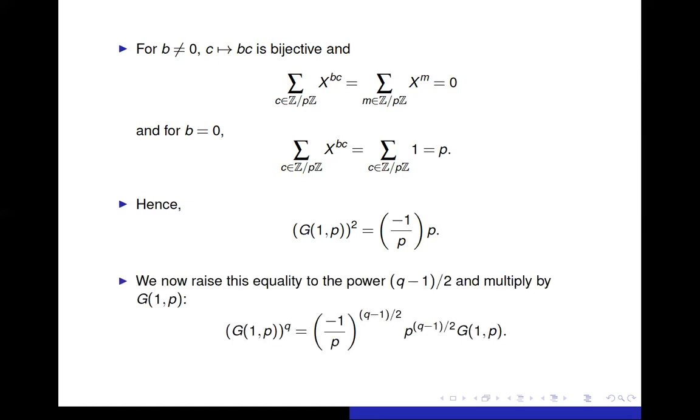And now what do I do to get this quadratic reciprocity? I raise the square of the Gauss sum to the power q minus 1 over 2, which gives the Gauss sum to the q minus 1, and then I multiply again by the Gauss sum. So I get in total the Gauss sum to the power q. So I get Legendre of minus 1 over p to the q minus 1 over 2, times p to the q minus 1 over 2, times the last factor, the Gauss sum g1p. So I get this equality.